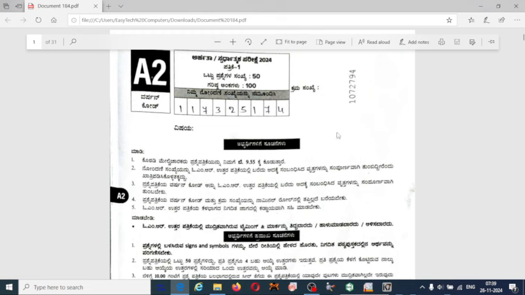So in the previous video I solved a few of the questions from the general paper of the KSET exam that was conducted on 24th November 2024. Here I am going to solve all the questions of the general paper for the KSET exam, which is common for all subjects. The exam has been conducted for different subjects.